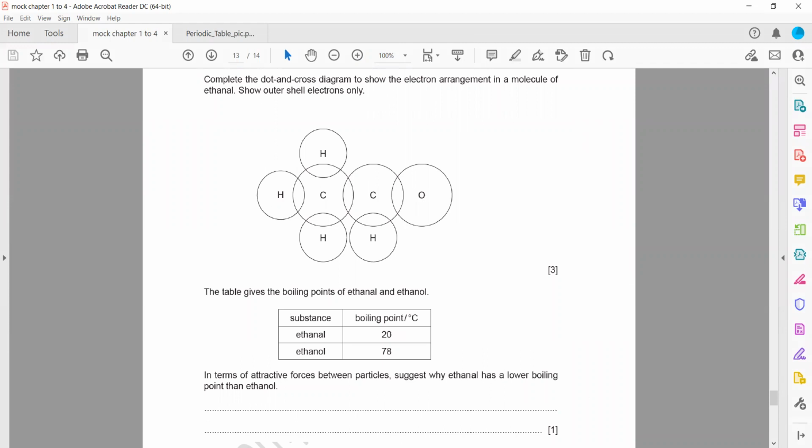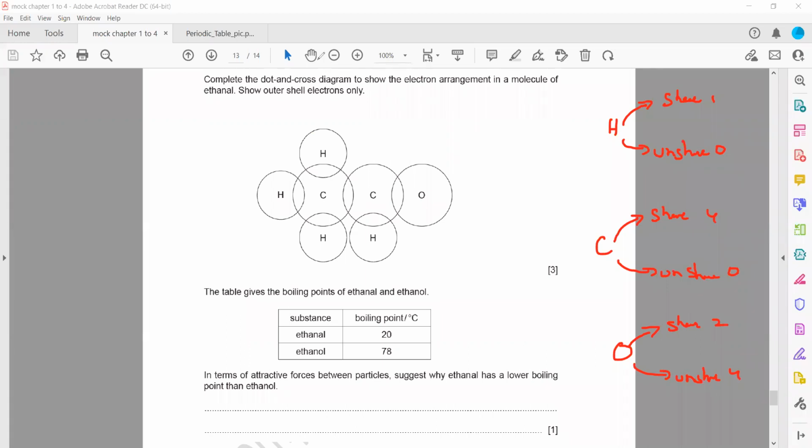So first thing, you have to identify the groups for each element and identify how many shared and unshared electrons should be there. So hydrogen, remember, shares only one, and the unshared electrons of hydrogen will be 0. Carbon belongs to group 4, so it will share 4 and the total unshared will be 0. And oxygen belongs to group 6, so it will share 2 and the total number of unshared electrons will be 4.